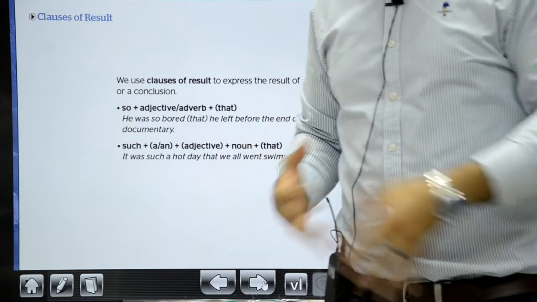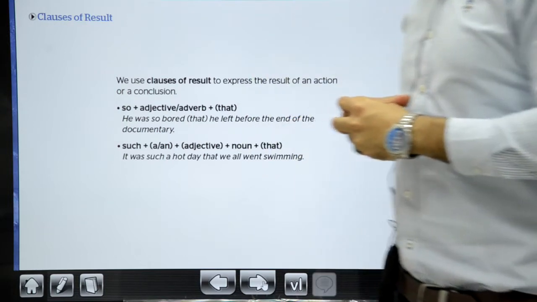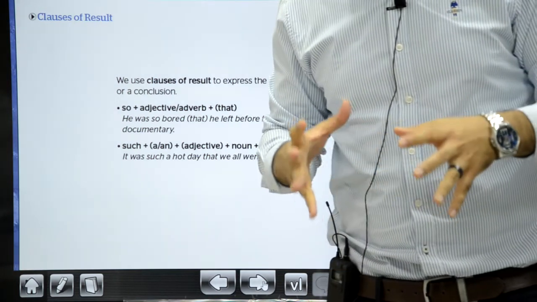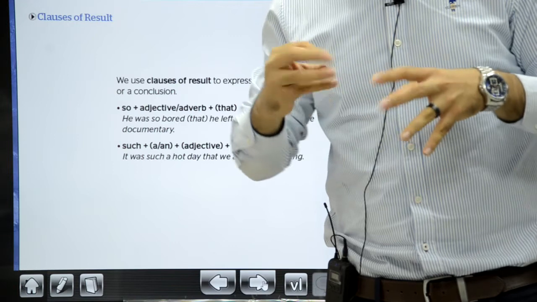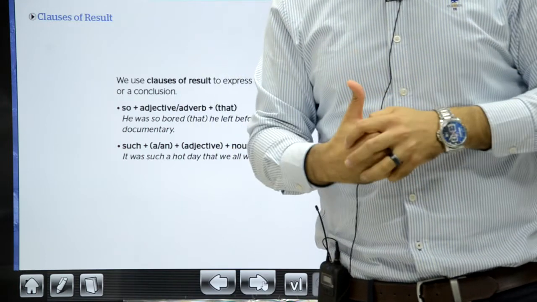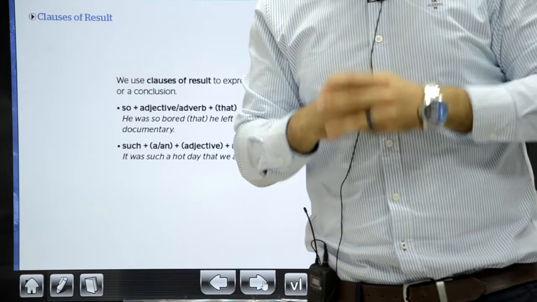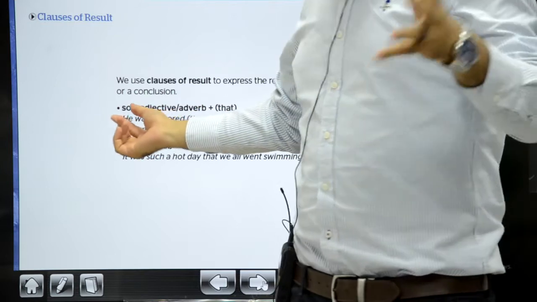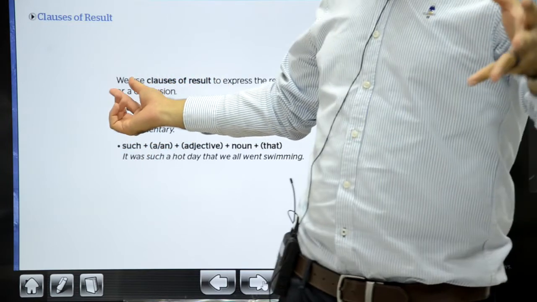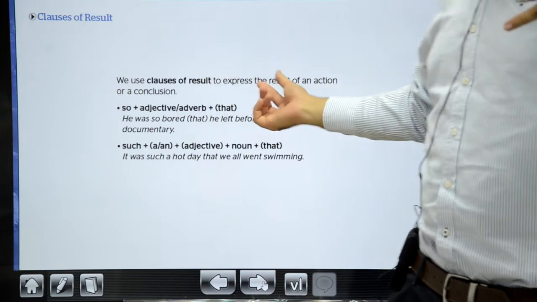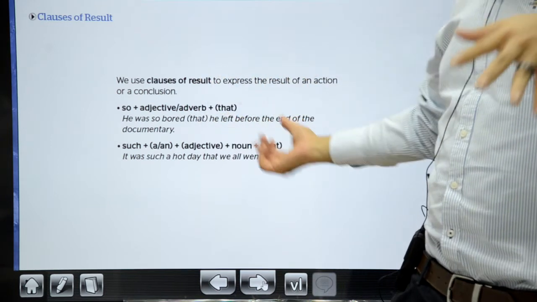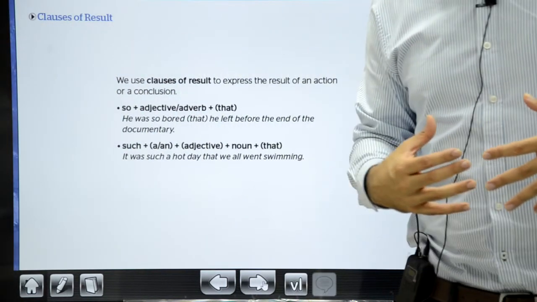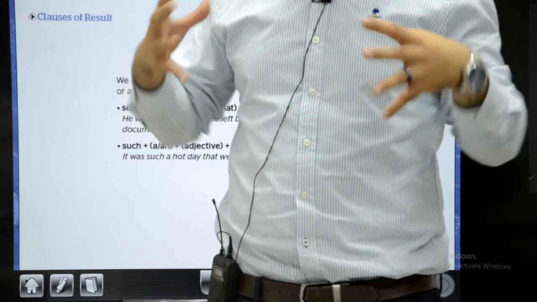If you have a test and this test is too difficult for you, you would say, okay, this test is so difficult that I cannot finish it. Or this test is too long that I cannot finish it, or too long to finish it. So you can say so plus adjective. The test is so long, so plus adjective, that I cannot finish it. After that, a complete sentence. So this is it. It's to exaggerate. You want to exaggerate about something.